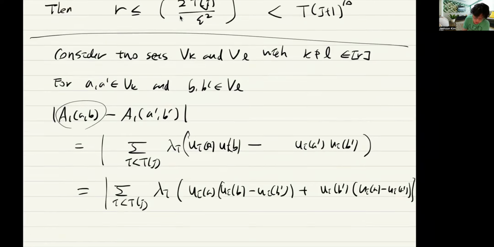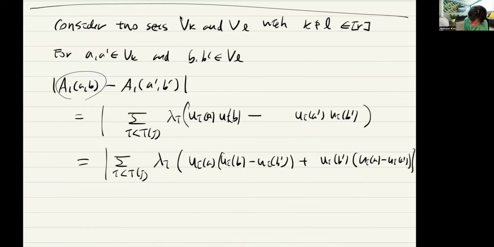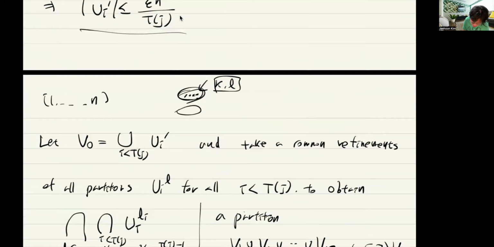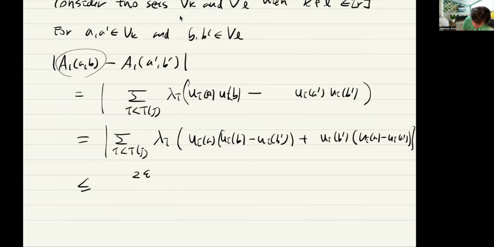And here, due to our definition of this partition, they belong to the same thing. That means this value and this value are small. How small is it? At most the length of the interval that we take here. So twice of that, twice epsilon to the 3 over 2, t_j square root of n.